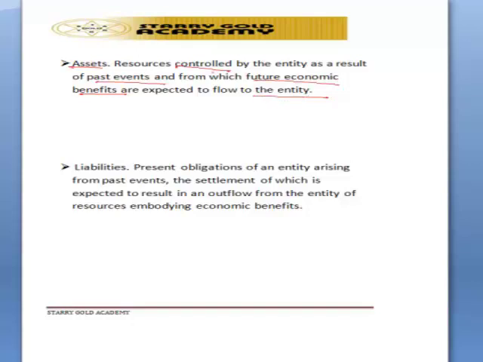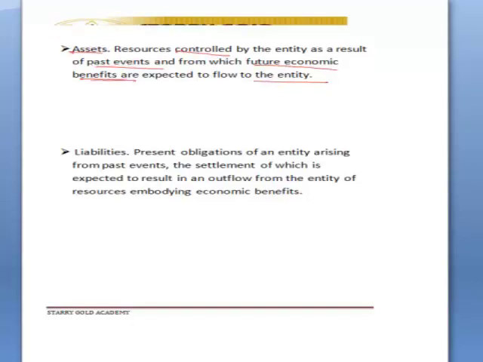This is what makes an asset an asset. It must be under the exclusive control of an entity before it is classified as an asset, and it is a result of past events. And not only that, future economic benefit must flow, or is expected to flow, to the entity from the use of that asset.